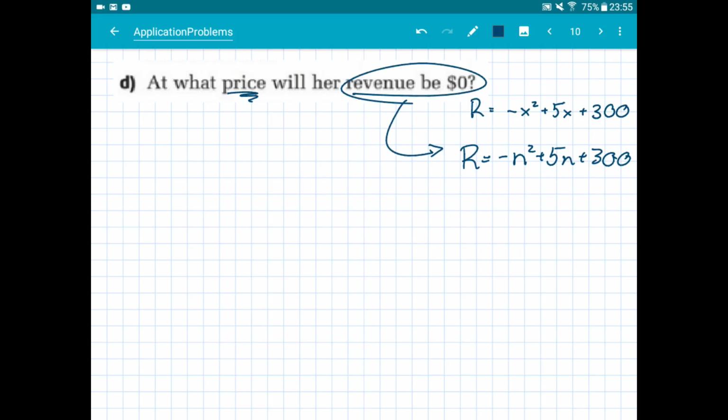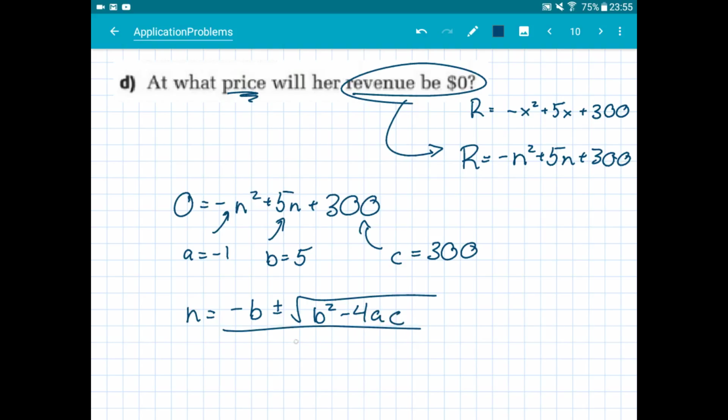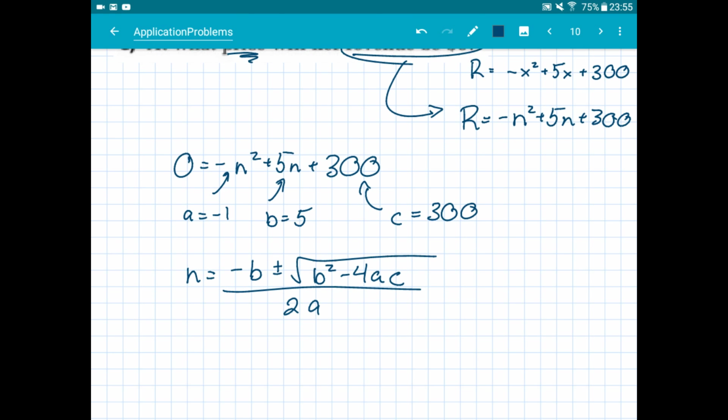So this time, it's really similar to the other question where we were figuring out at 150. We're just going to plug in 0 here. So 0 equals minus n squared plus 5n plus 300. So a is equal to minus 1, b is equal to 5, and c is equal to 300. Then all you're going to do is plug this into minus b plus or minus the square root of b squared minus 4ac all over 2a. Once you plug that in, you're going to get two answers for n. One of them will be valid and the other one won't.